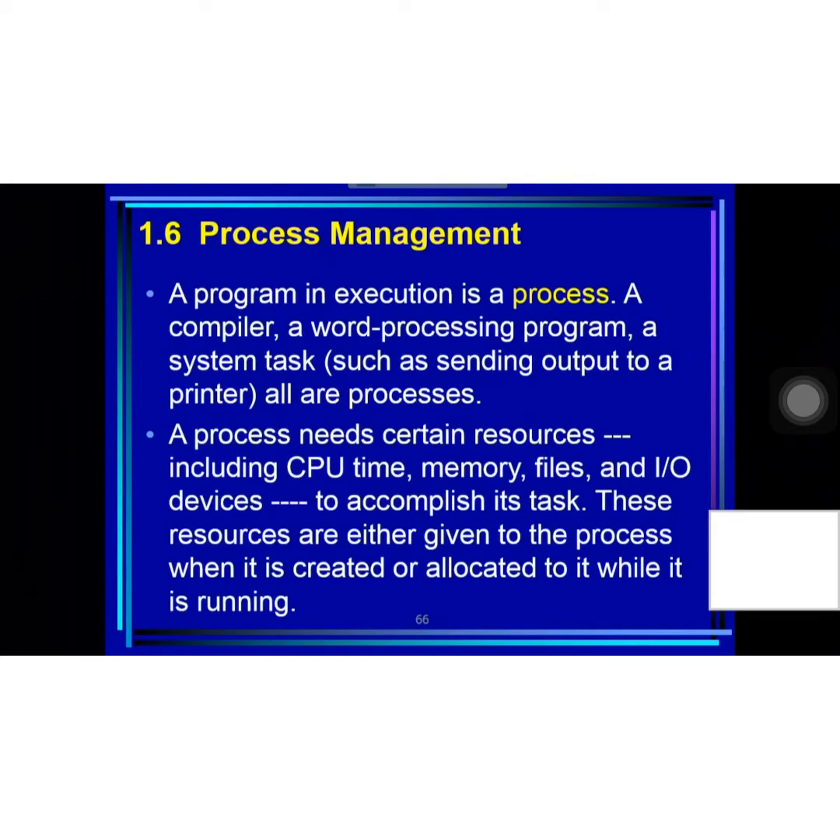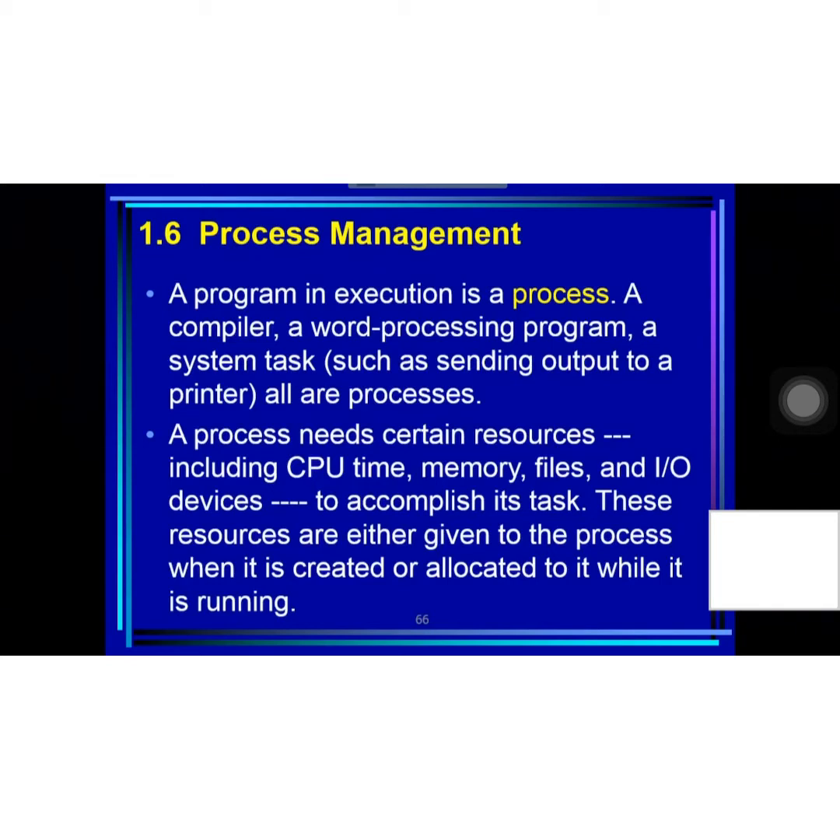A program does nothing unless its instructions are executed by a CPU. A program in execution is a process. A time-shared user program, such as a compiler, is a process. A word processing program being run by an individual user on a PC is a process. A system task, such as sending output to a printer, can also be a process.